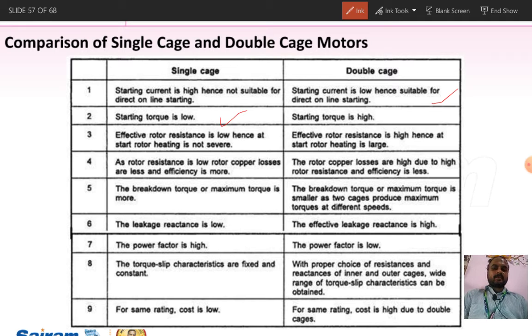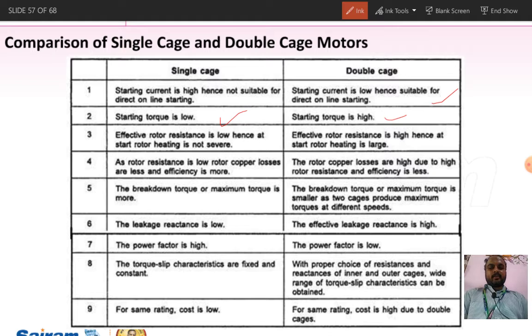Since high resistance, current is low. In single case, low resistance and starting torque is low, and here high starting torque. So double case type will have high starting torque.